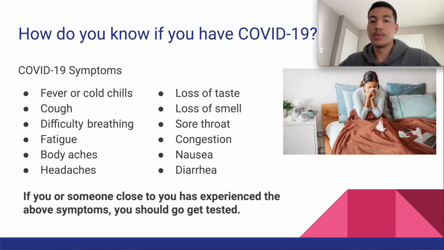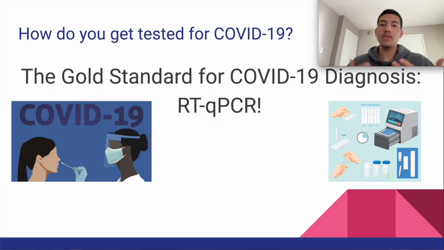So if you or someone close to you has experienced the mentioned symptoms, you should go get tested. And that's really the only way to be sure that you have COVID-19, through a diagnosis. But how exactly does that work? Well, that's easy. The gold standard of COVID-19 diagnosis, an RT-qPCR test.